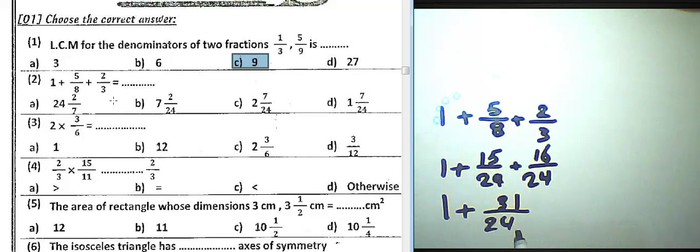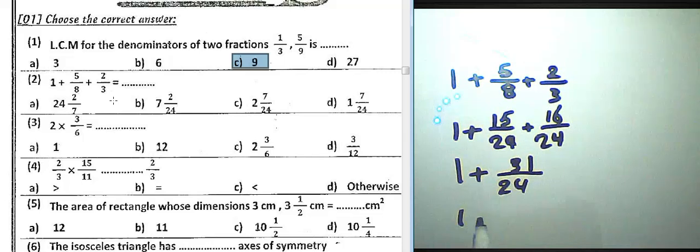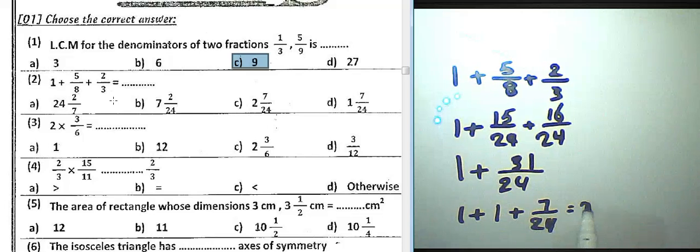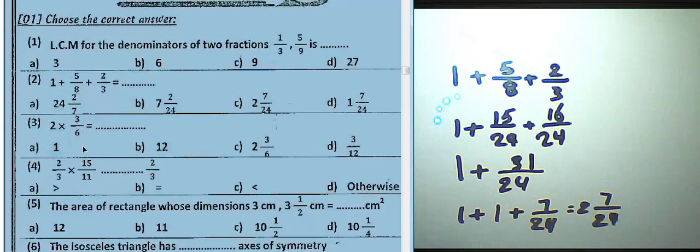31 divided by 24, 31 is greater than 24. Then you can convert 31 over 24 from an improper fraction to a mixed number. Write 1 here and 24 in the denominator, and 31 minus 24 equal what? Equal 7. Then the result will be 1 plus 1 equal 2, and we have 7 over 24. Then the result will be 2 and 7 over 24. Choose letter C.